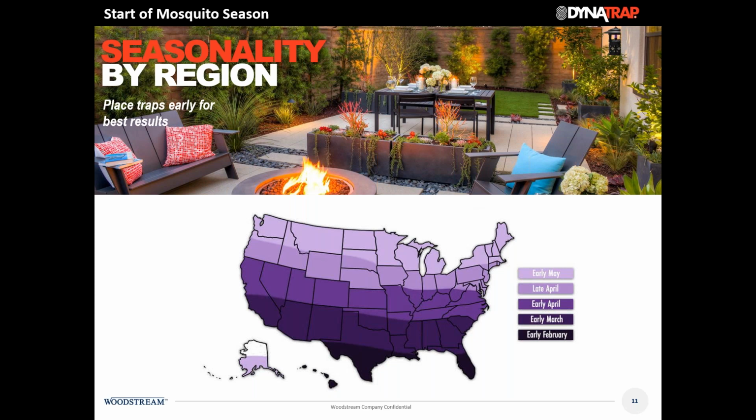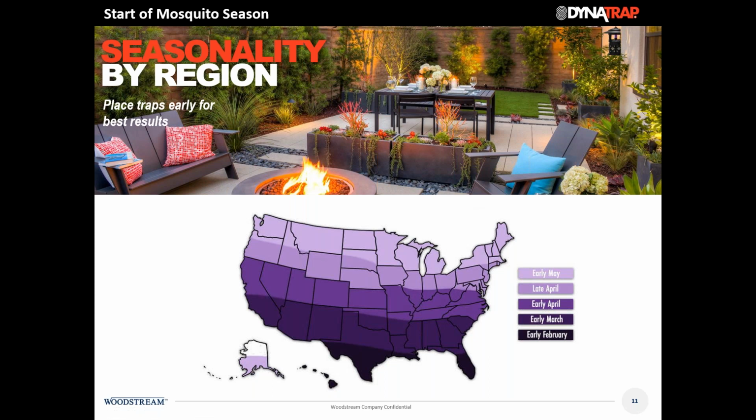picture the DynaTrap as a Roomba, or as a robotic pool cleaner that is sucking them in systematically day and night, whether you're outside or not. Because remember, the mosquito that's caught by DynaTrap today can't bite you when you're out on your patio tomorrow. So that's the main takeaway, and why people should leave them on 24/7.